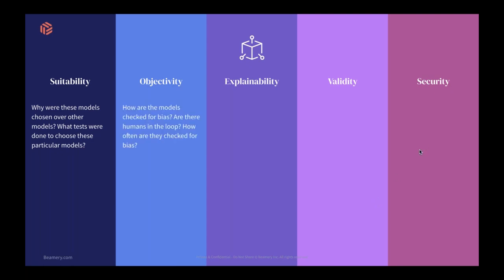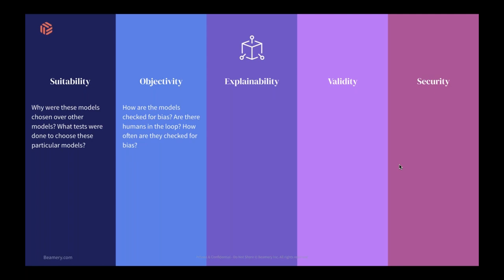Next thing when it comes to models and objectivity is, how are the models checked for bias? Are there humans in the loop? Do we have any external checks and third-party checks available? And how often are they checked for bias? Is there a feedback loop available on that bias? And how are the models kept honest, essentially?